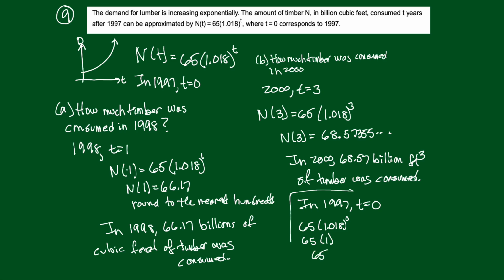Now I can tell that by looking at the function right here. What's the start value? When T equals 0, that's where you start, and we're starting in 97. So I just get something to the 0, 65. I can tell just by looking at it that is the start value right there.